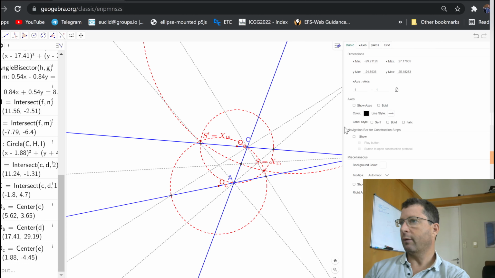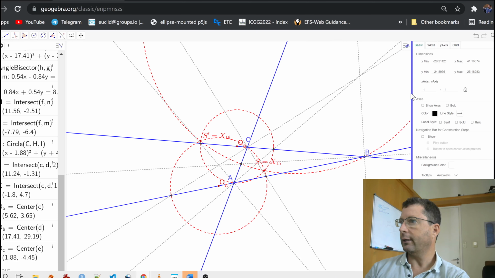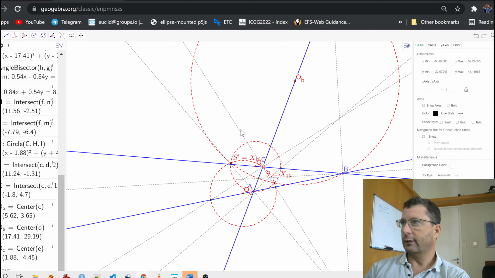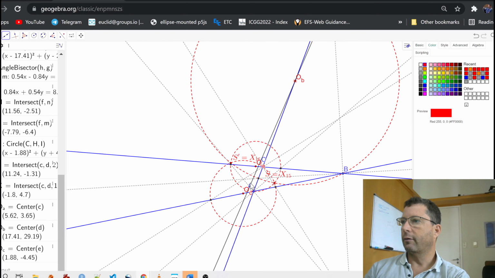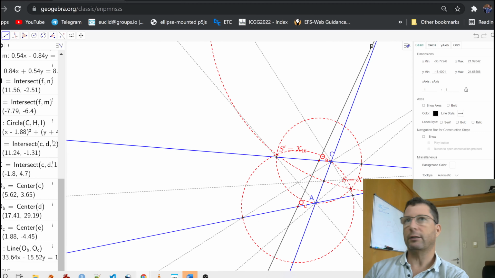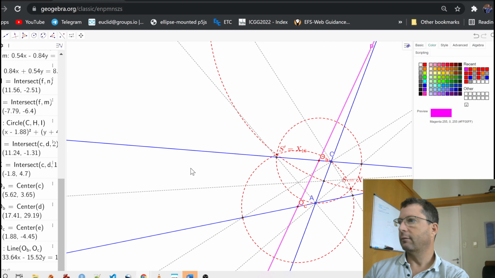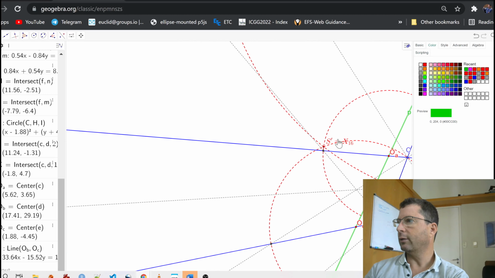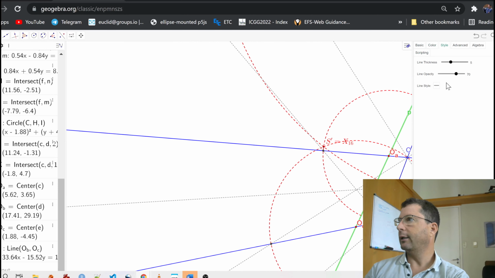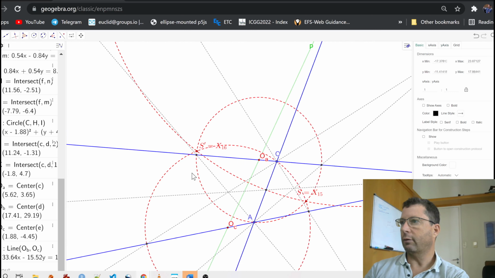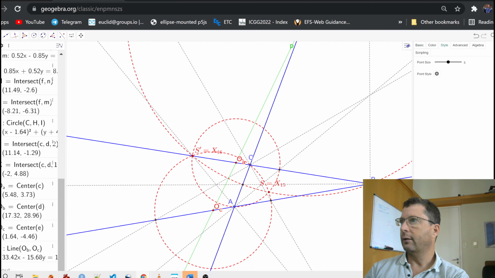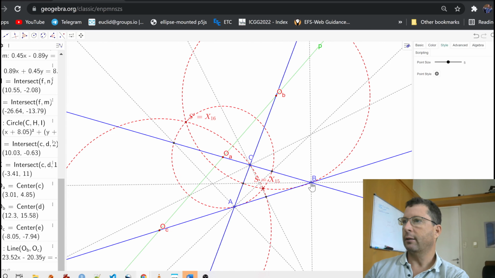Now what I want to show is that these three centers are in fact collinear. So let's check that. I'm going to draw a line from OB through OC, and let's make this line magenta or maybe green so it stands out a bit more, and let's make it dashed. So are these three centers of the three Apollonius circles in fact collinear? Let's see if I can place all of them on the same screen. Yes, and yes they are.